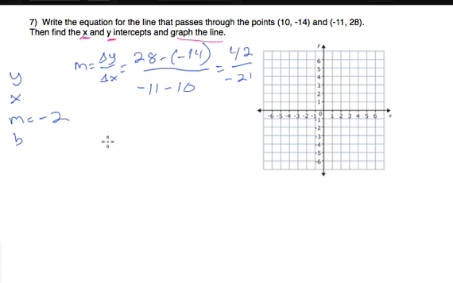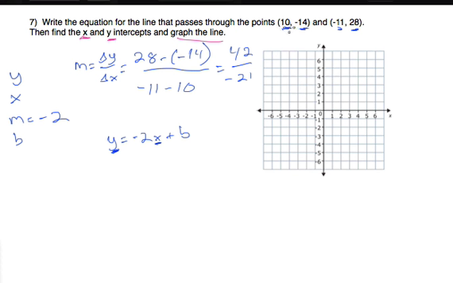So now we can write our equation, y equals negative 2x plus b. We want to find b. How can we do that? Well, we need to have a value for x and a value for y. Do we have one? Sure, we've got one. We've got a pair there. We've got a pair there. Which one do you need to use? Either one, it doesn't matter.